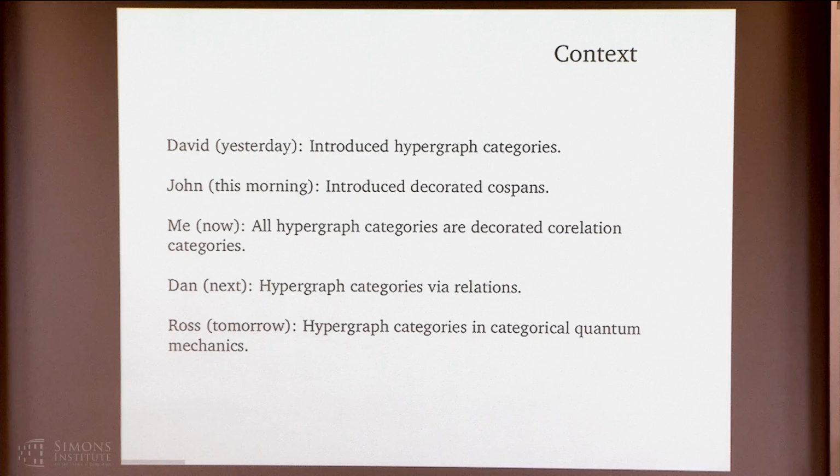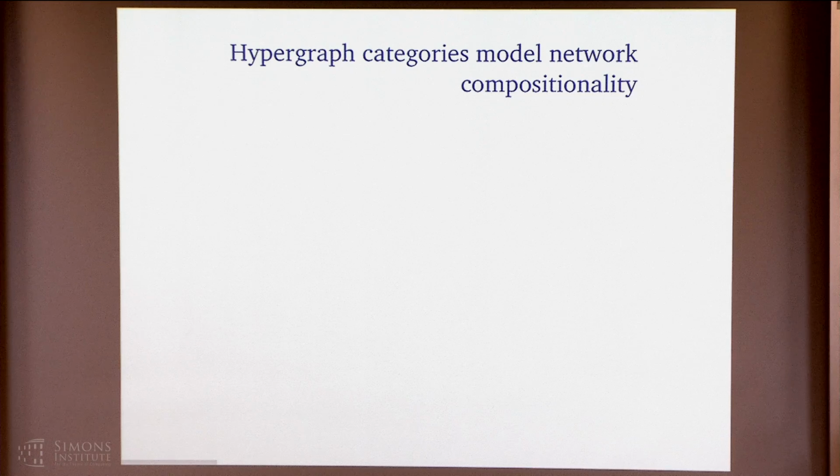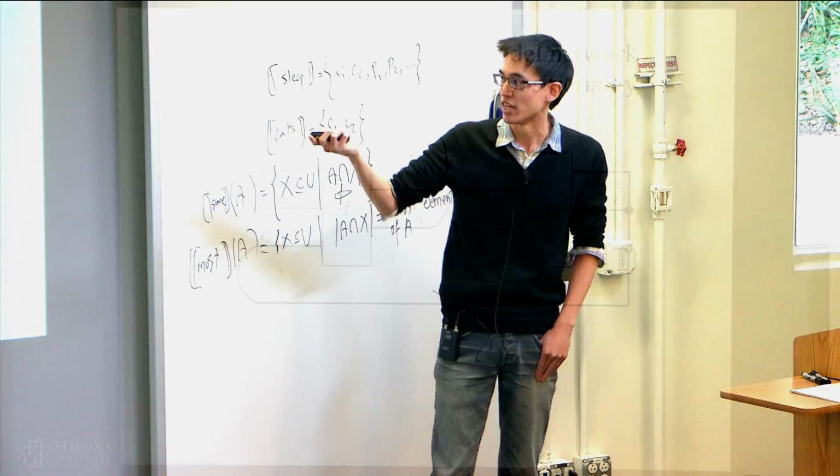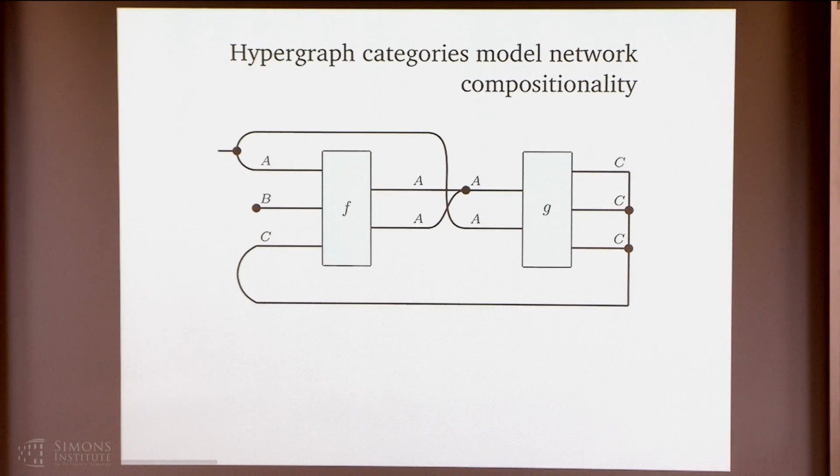these two things. Then next, Dan will give a talk somewhat dual to this, talking about constructing hypergraph categories with the relations, and then we might see applications of this sort of stuff later on, say via Ross's talk. So let me remind you first what a hypergraph category is. And the slogan we want is that hypergraph categories model network compositionality. The picture we want is simply that morphisms in this category are hypergraphs.